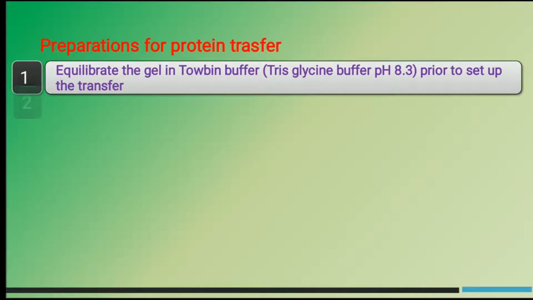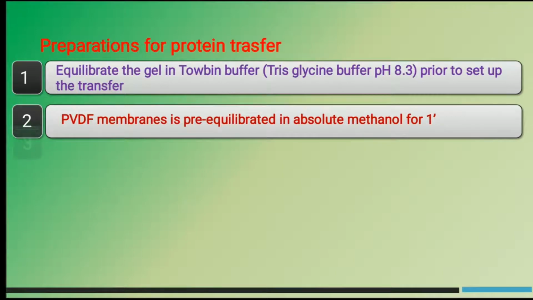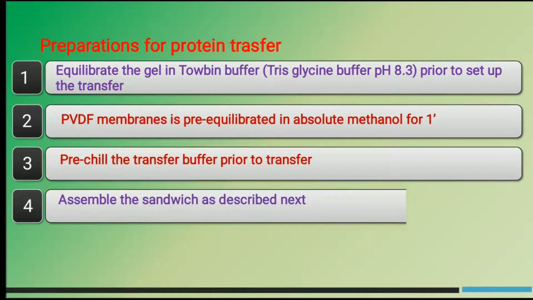Now we will see the preparations for the protein transfer setup. Initially we have to equilibrate the gel in Towbin buffer. The buffer is prepared by adding Tris glycine buffer and pH is adjusted to 8.3. Generally immerse the gel briefly for 5 minutes inside the Towbin buffer.